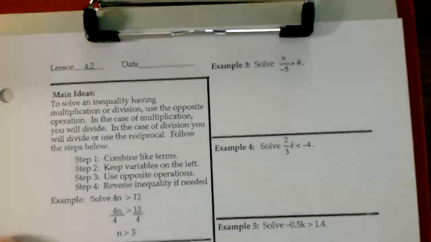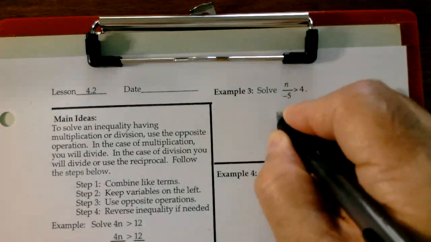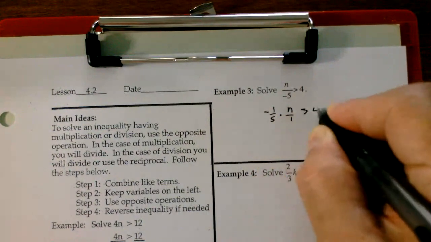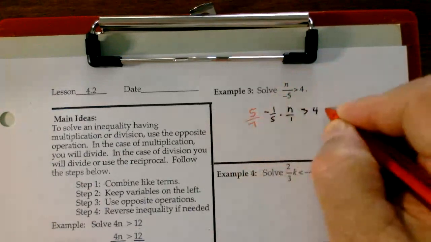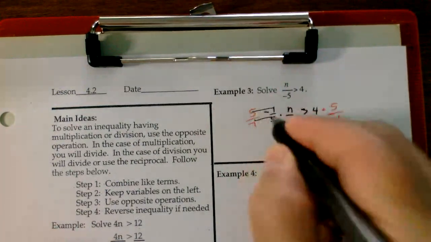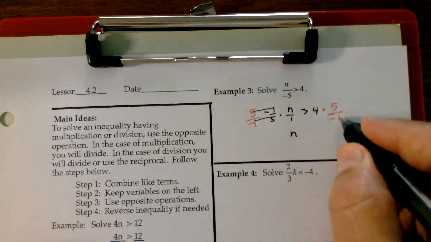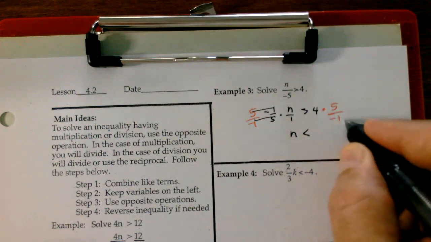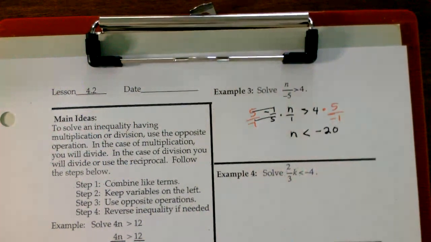Over here, we have a reciprocal to do. Notice I have an n, and I have a negative 1/5 over here. So I have to multiply both sides by the reciprocal, 5 over negative 1, 5 over negative 1. And these two are going to drop out. I must change the direction because I multiplied both sides by a negative. And 4 times 5 is 20, and don't forget the negative. So all you do is write that, and you're done.